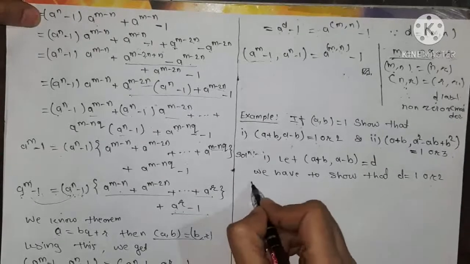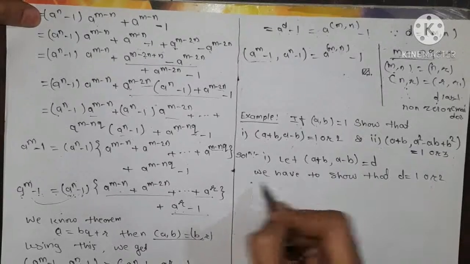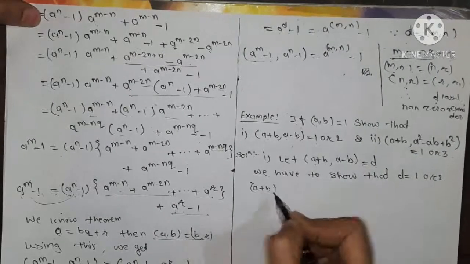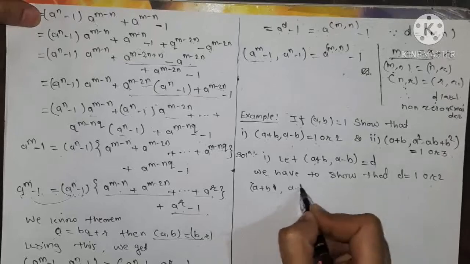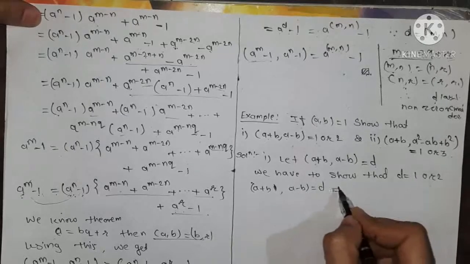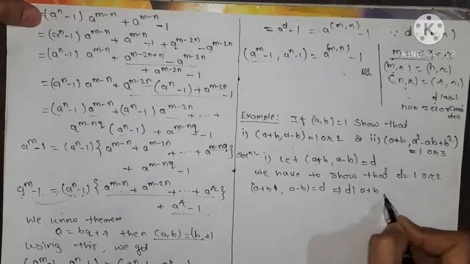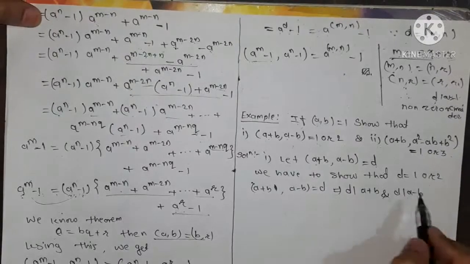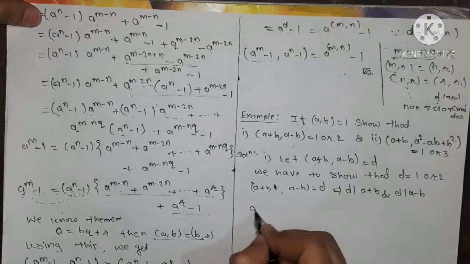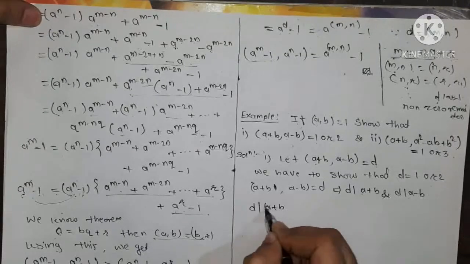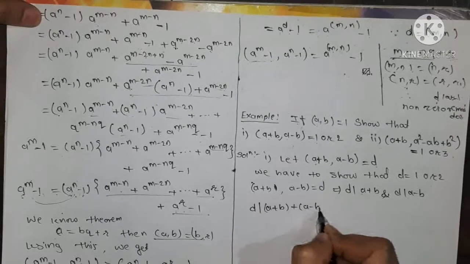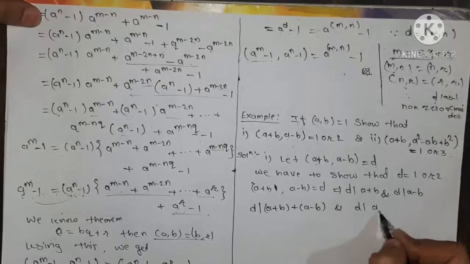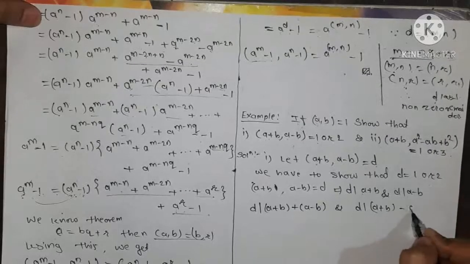Now since d is the GCD of this, GCD of a plus b comma a minus b is equal to d. This implies d divides a plus b, and d divides a minus b. So if we take the addition of these two, d divides a plus b plus, in brackets, a minus b, and d divides the subtraction of these two, that is a plus b minus, in brackets, a minus b.